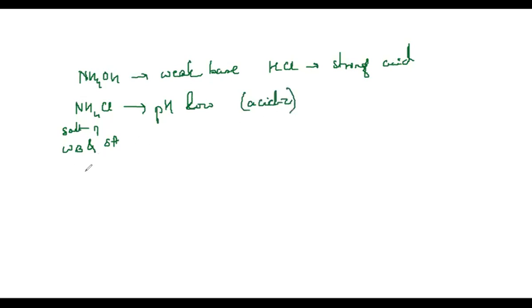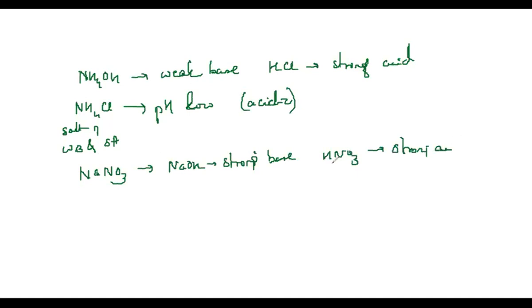If you look at NaNO3, sodium nitrate, it is a salt of NaOH, which is a strong base, and HNO3, nitric acid, that is a strong acid, correct? So from a strong base and strong acid we get NaNO3. Therefore, the pH of this solution will be neutral, that will be 7.